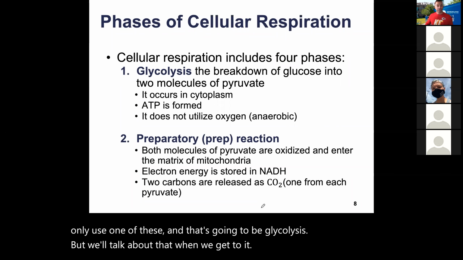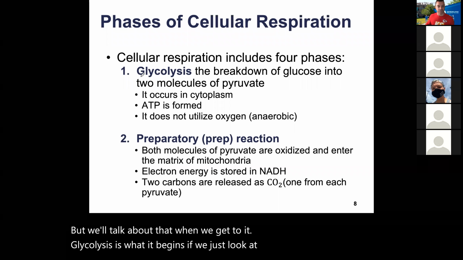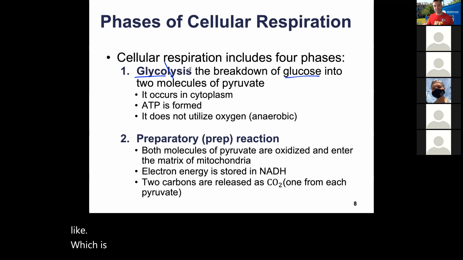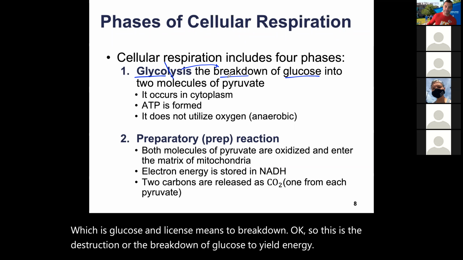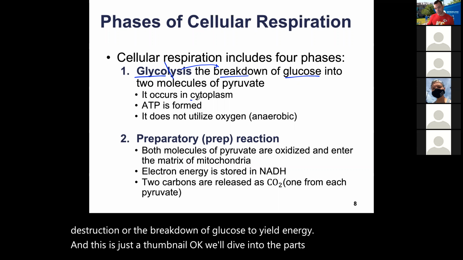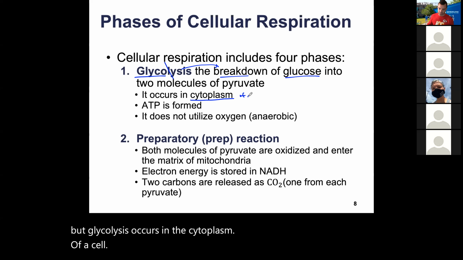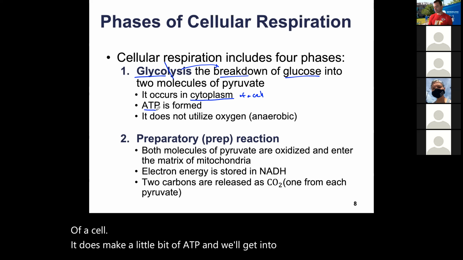Glycolysis is when it begins. If we just look at the word glycolysis, you have glyco, which is glucose, and lysis means to break down, okay? So this is the destruction or the breakdown of glucose to yield energy. And this is just a thumbnail, okay? We'll dive into the parts and pieces here, but glycolysis occurs in the cytoplasm of a cell. It does make a little bit of ATP, and we'll get into how much here in a second. Not a whole lot, but it does make a little bit.